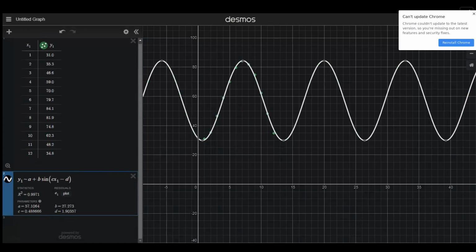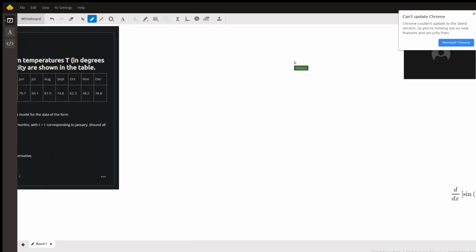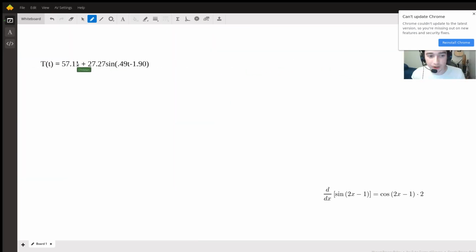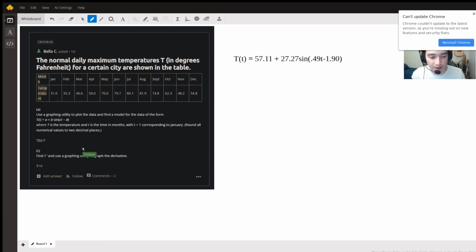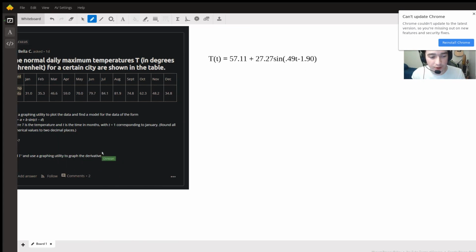So I've already copied this down and I wrote it here, so I'm going to stop sharing. I wrote down the function here. So that is part A. That is your first answer right there. And now it says find T prime, and then use a graphing utility to graph its derivative.